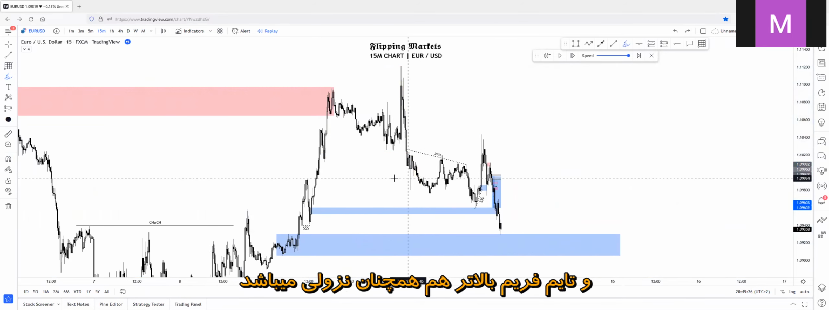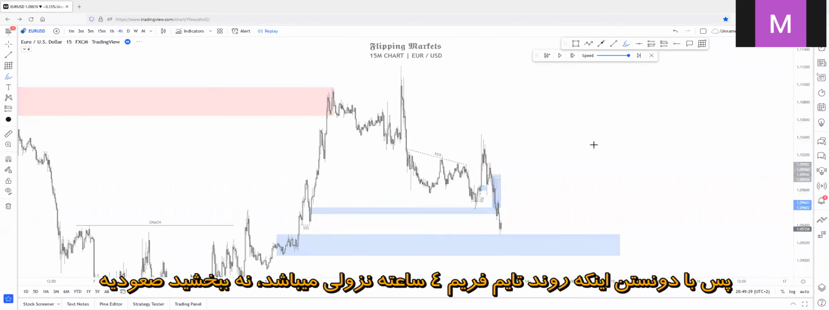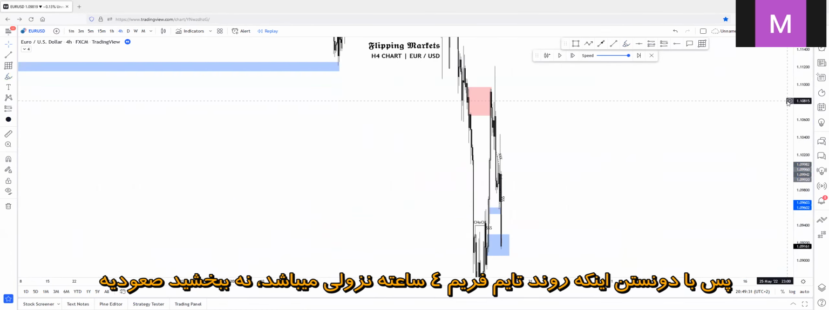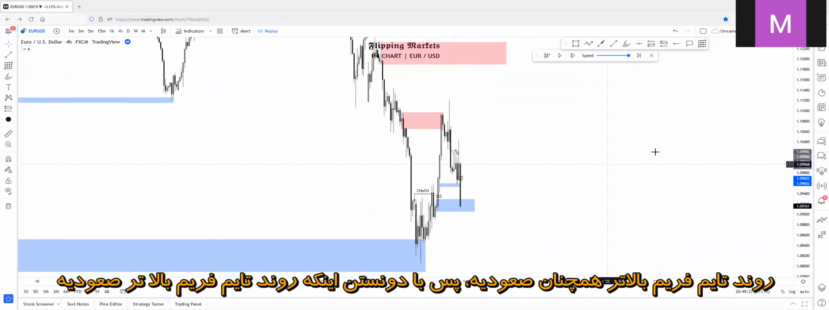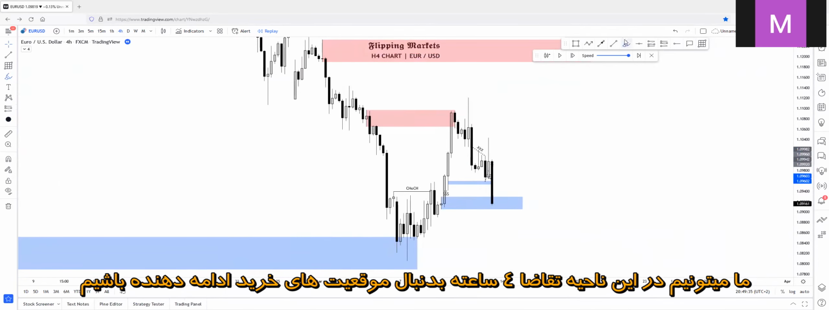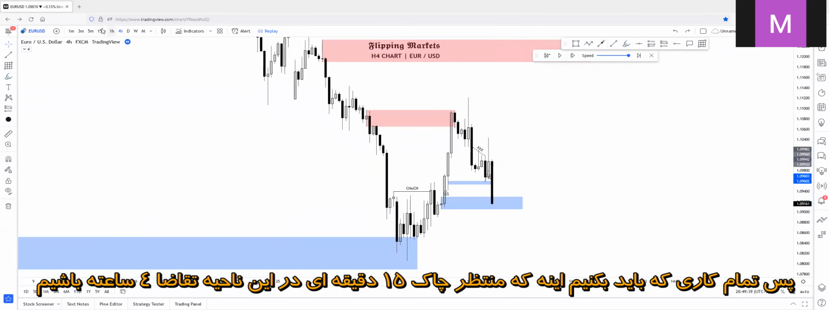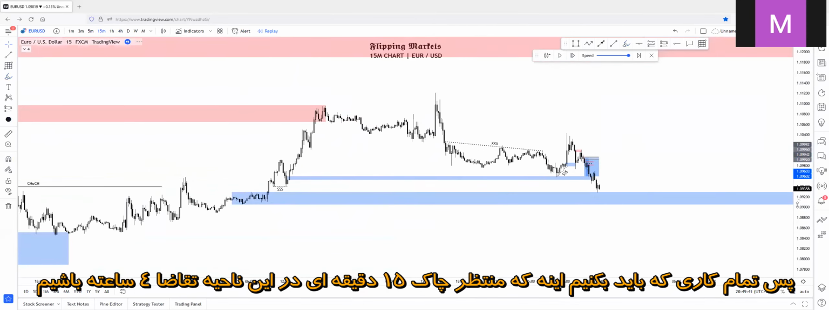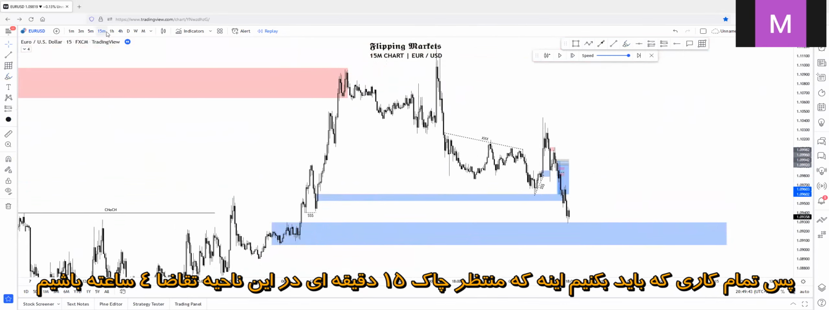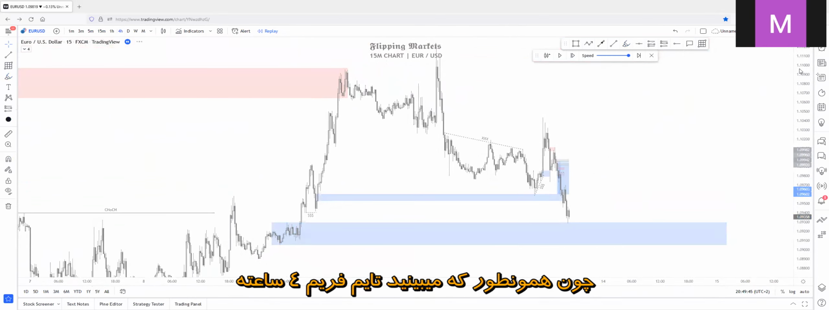But the higher time frame is still bullish. Knowing the fact that the 4-hour time frame is not bearish, the higher time frame is still bullish, we'll be able to look for long continuations from this 4-hour demand zone. So all we have to do is wait for a 15-minute change of character inside of this 4-hour demand zone, because as you can see, the 4-hour time frame.